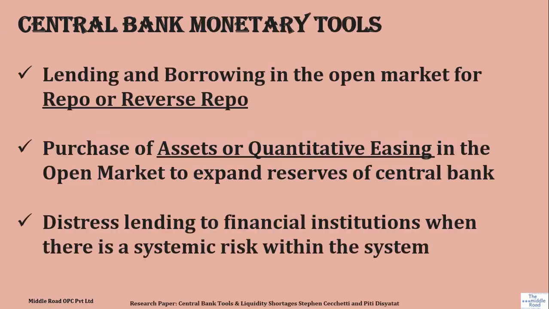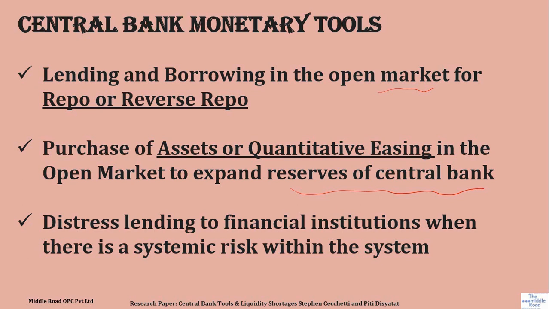Now, when we look at lending as a last resort, we'll be looking at the major tools central banks have. Central banks basically use 3 types for lending as a last resort: lending, borrowing, and the open market. Open market means repo and reverse repo. They purchase assets, or quantitative easing, in the open market to expand the reserves of the central bank. Third is distressed lending, which they can do during times of financial crisis. We have seen the Great Recession. When there is a systemic risk within the system, the central bank or the financial system can ask for distressed lending. So these are the 3 major tools when we are talking about the lender of last resort.